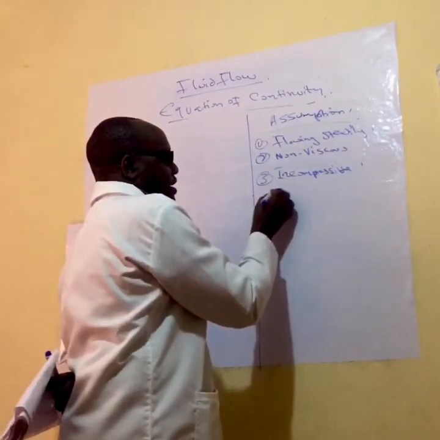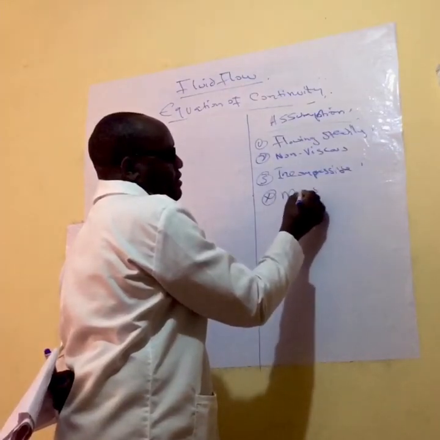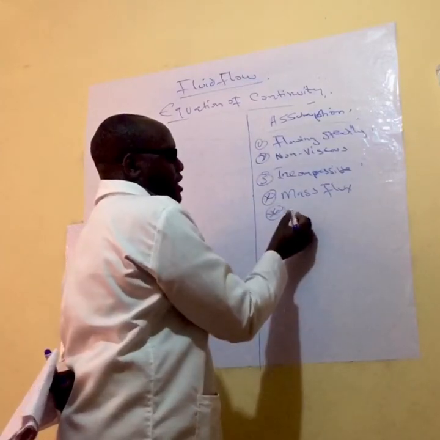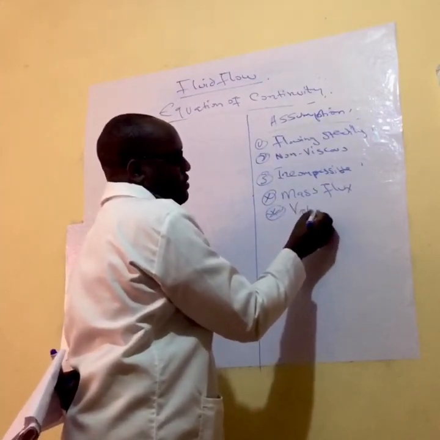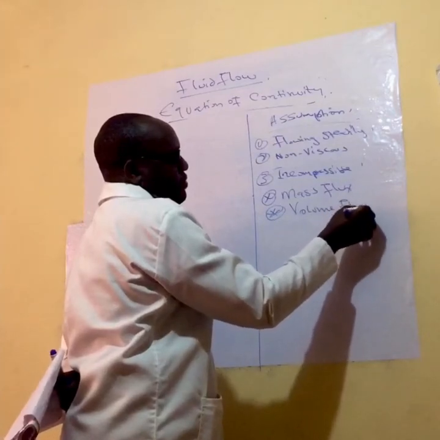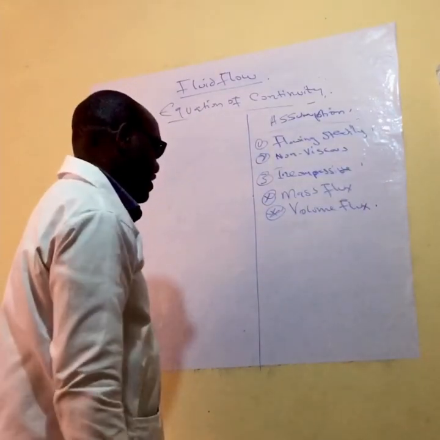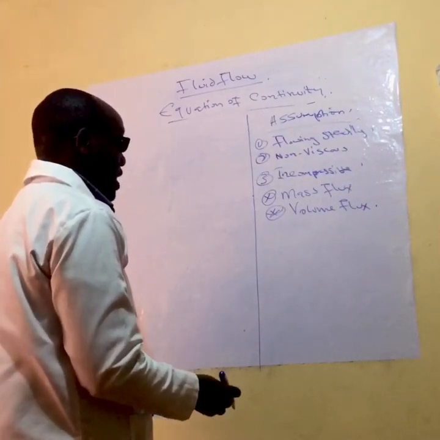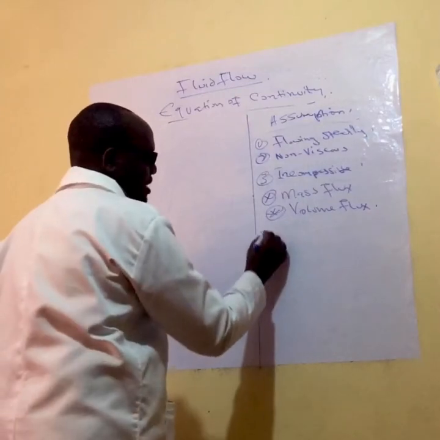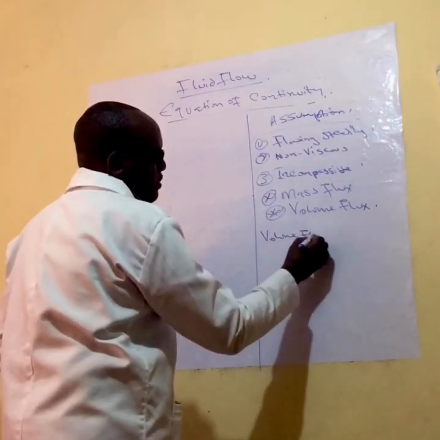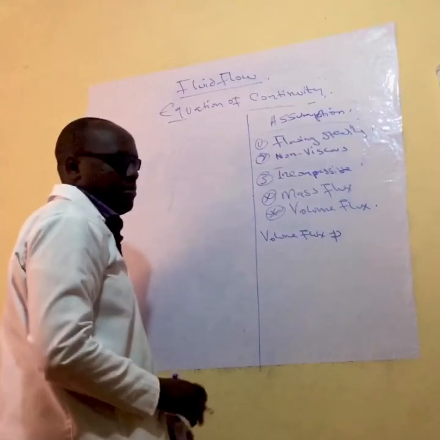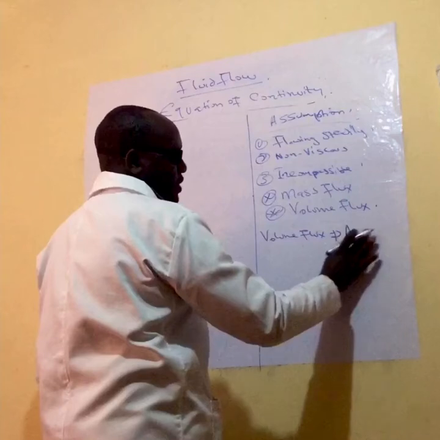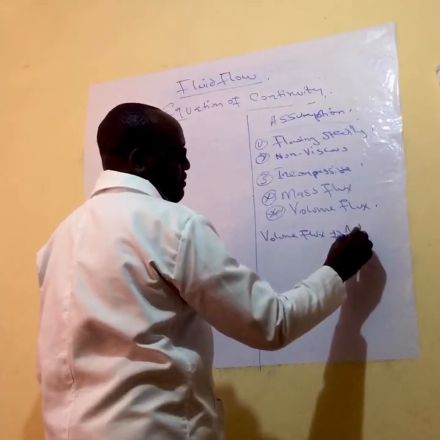One was the mass flux. Number 2 was the volume flux. We say volume flux, from our discussions, we were saying it was equal to the area of the cross sections, we can take it A x, Vx.